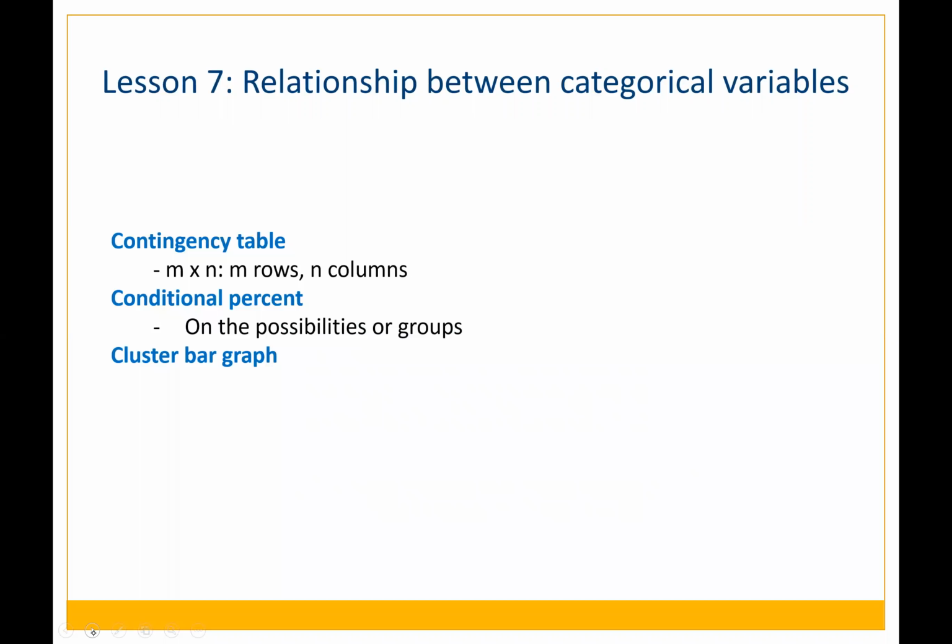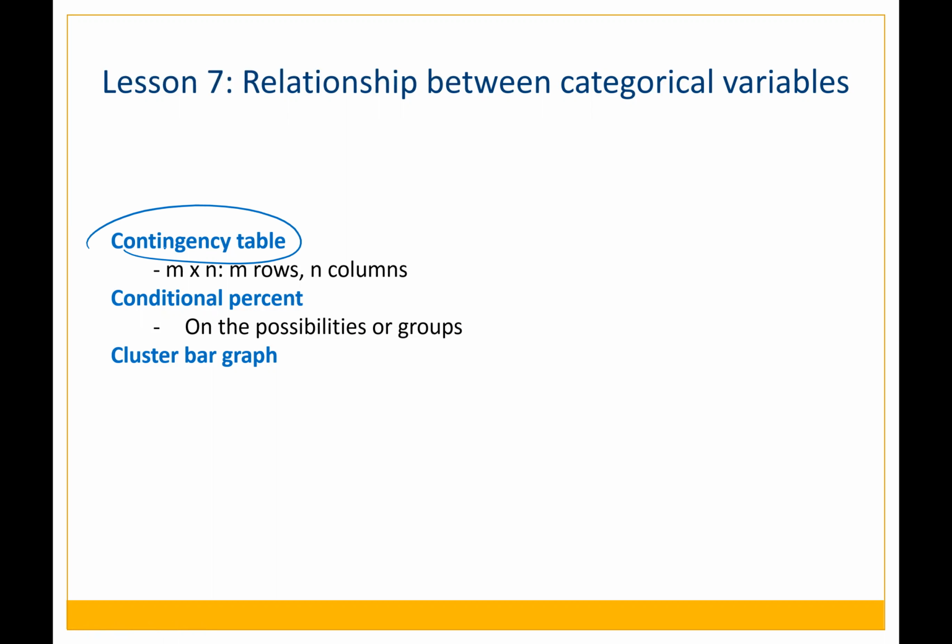So the first thing we need to focus on is the contingency table. This is how categorical data is represented, and it's usually written in the form of m multiplied by n, so you have m rows and n columns.